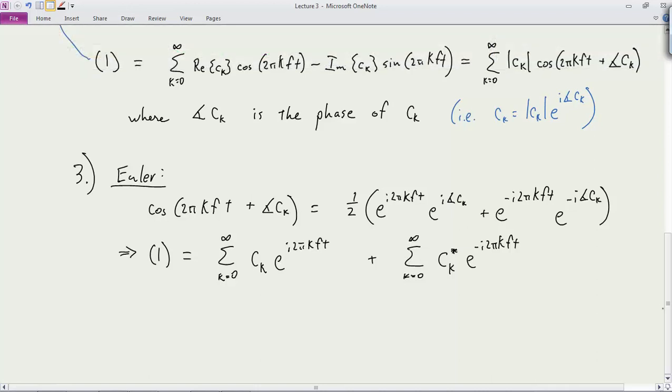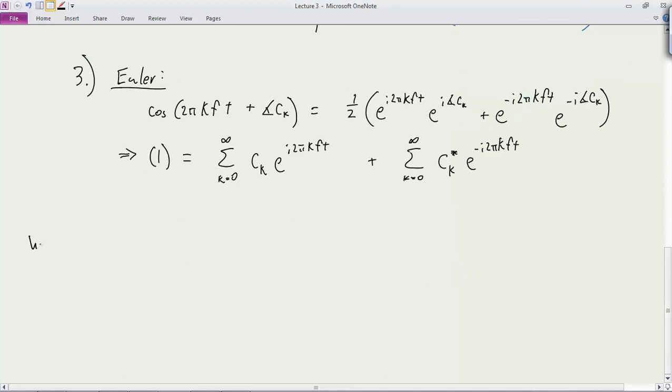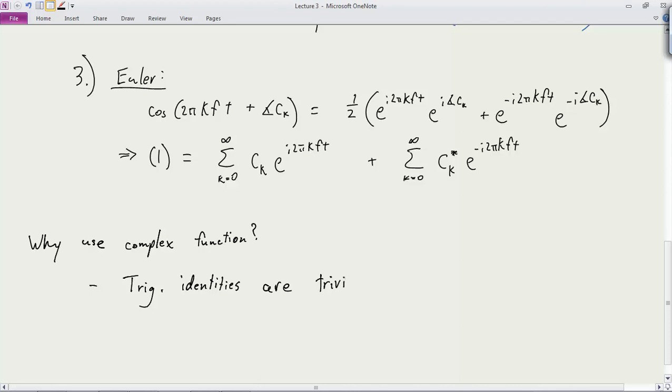Okay. And there are many reasons why. Let me give you a couple. So why use complex exponentials, complex functions, especially if our signal is actually real? Well, for one thing, it's nice that you can simplify a lot of trigonometric identities with Euler's formula. So that's the first reason why I think it's nice to use complex functions. Trig identities are trivial. Not all of them, but a lot of them.